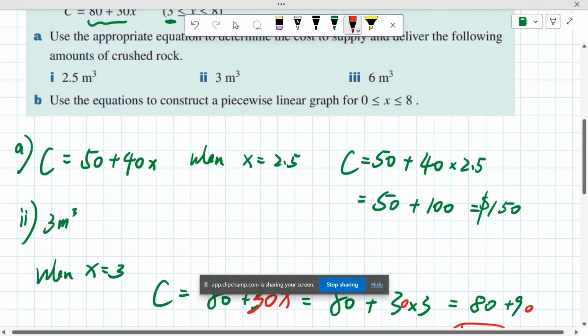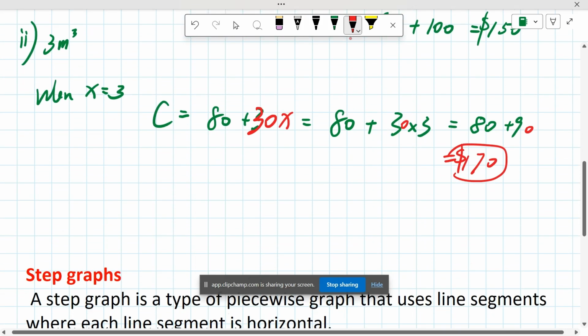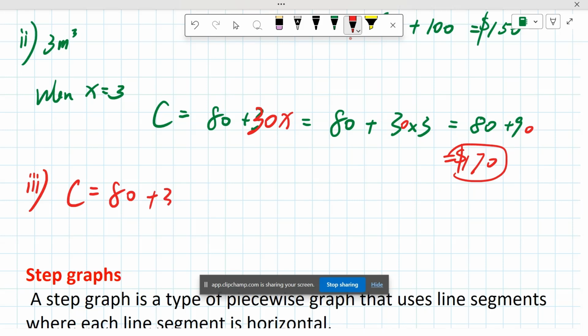For the third one, we use C equal to 80 plus 30 multiplied by 6. That equals 80 plus 180, which equals $260.